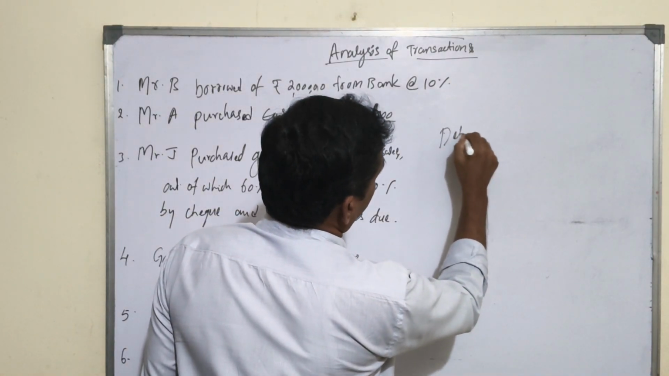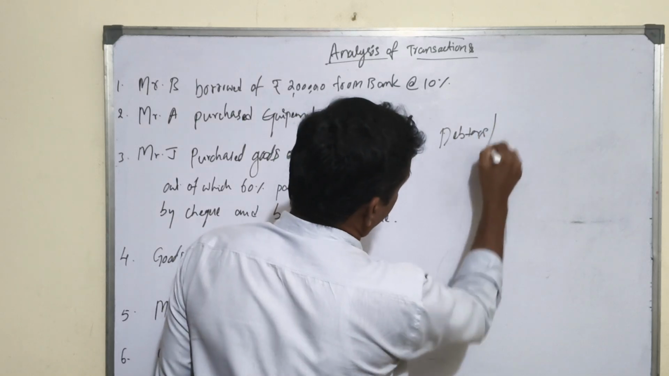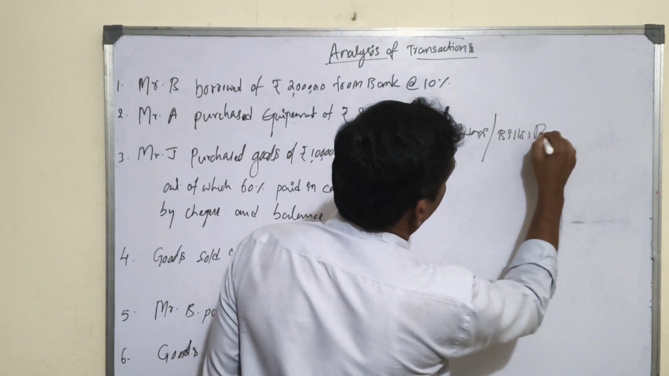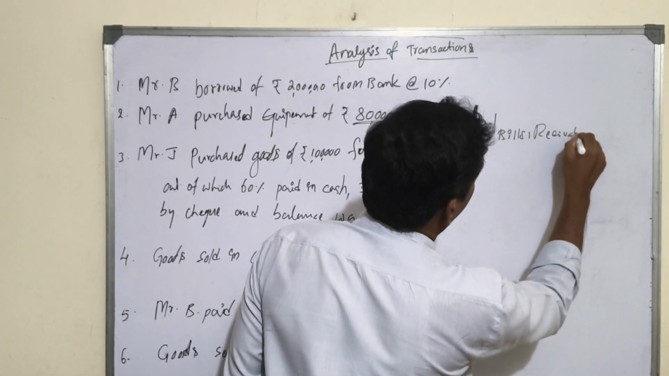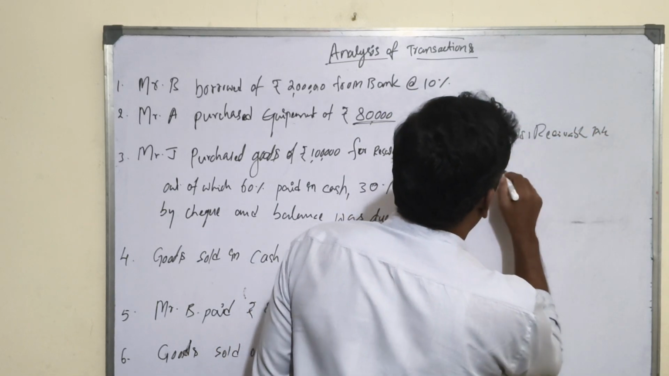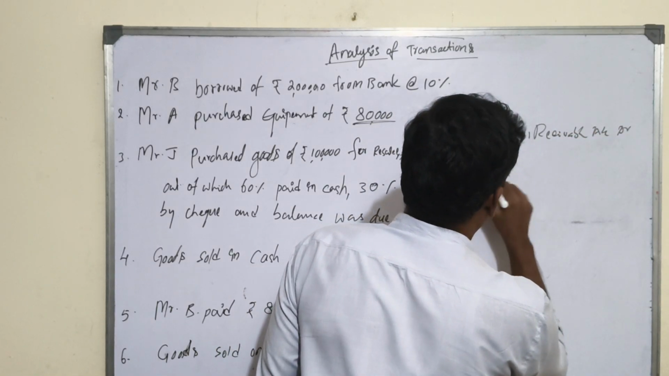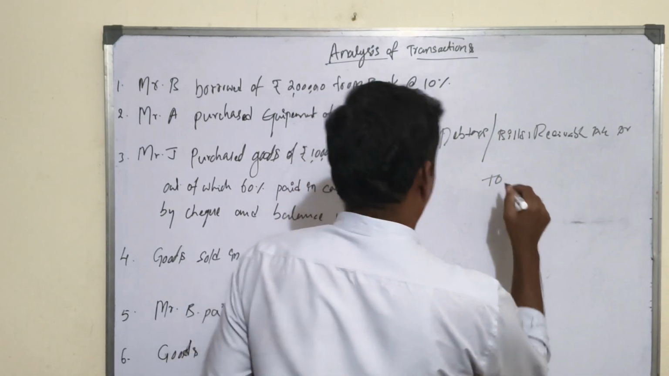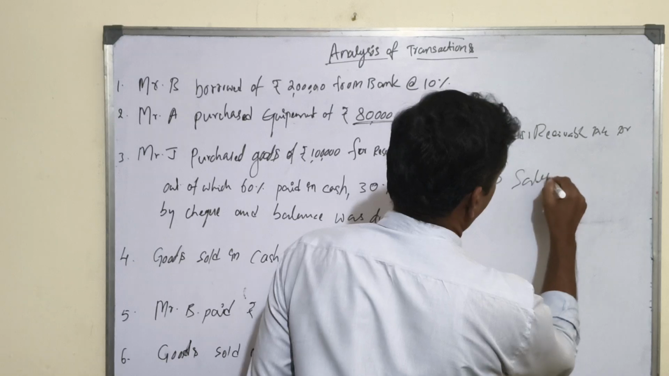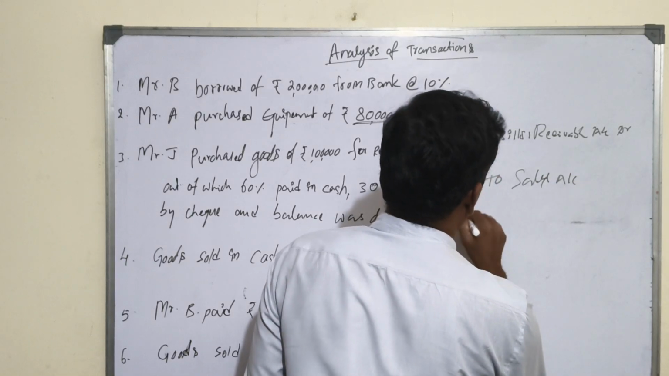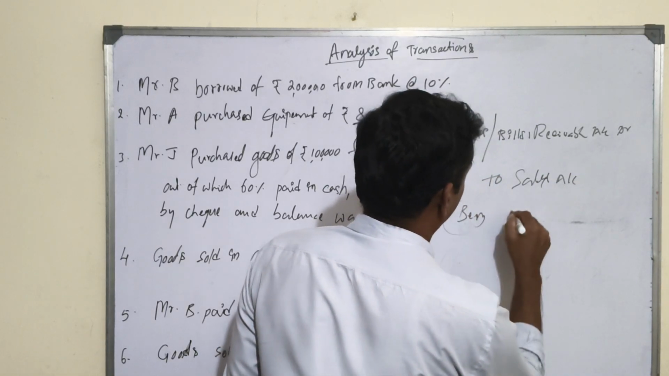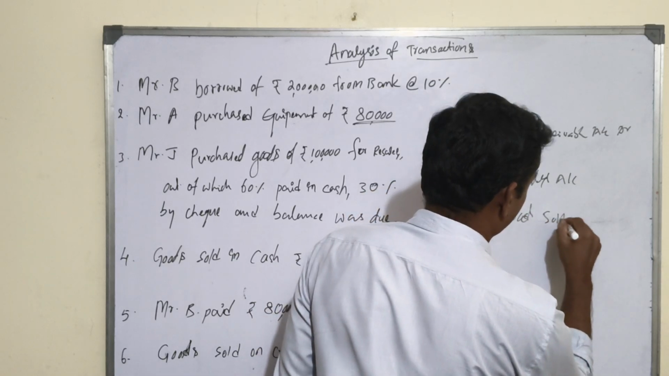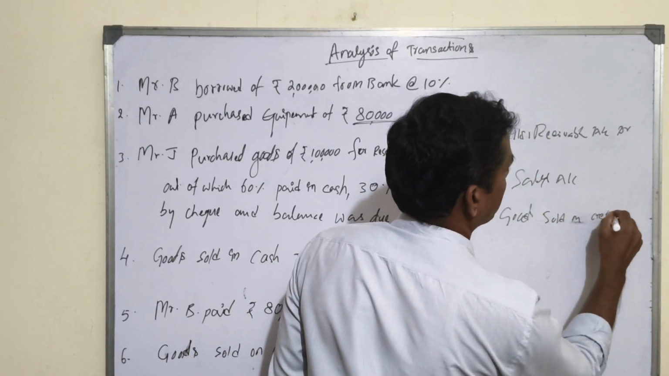So debtors account debit to debtors or bills receivable account debit to sales account, being goods sold on credit basis.